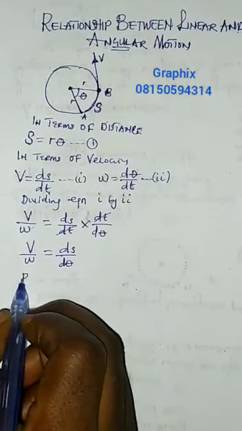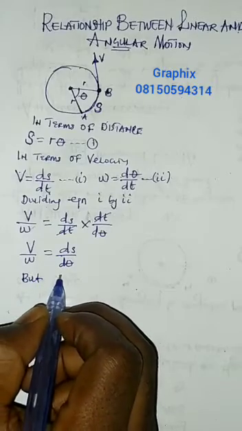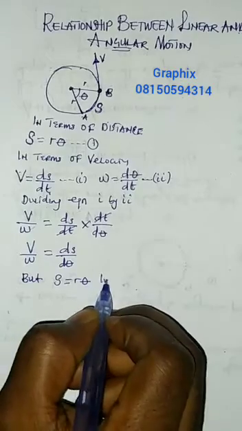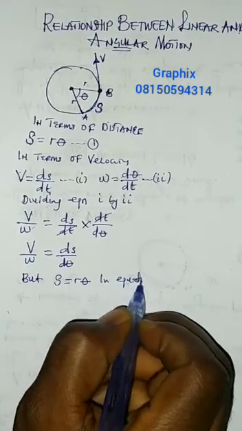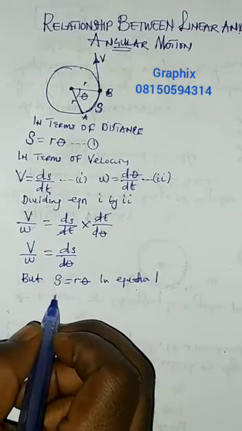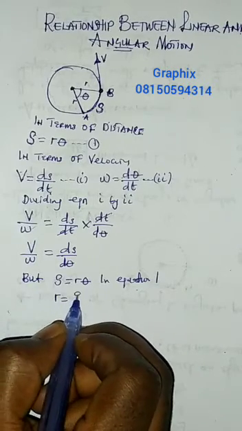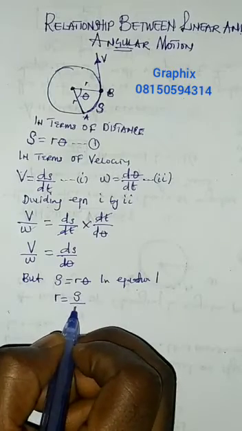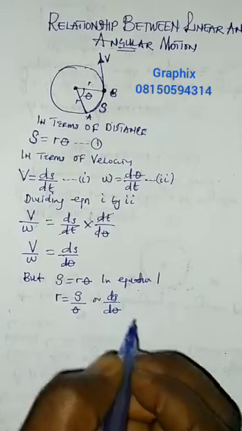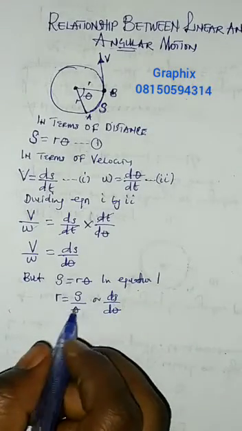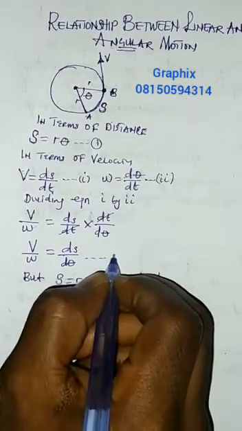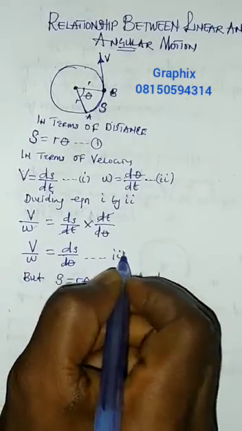But my S is equal to r theta in equation 1. Then my r will now be S over theta. Let me call it III.